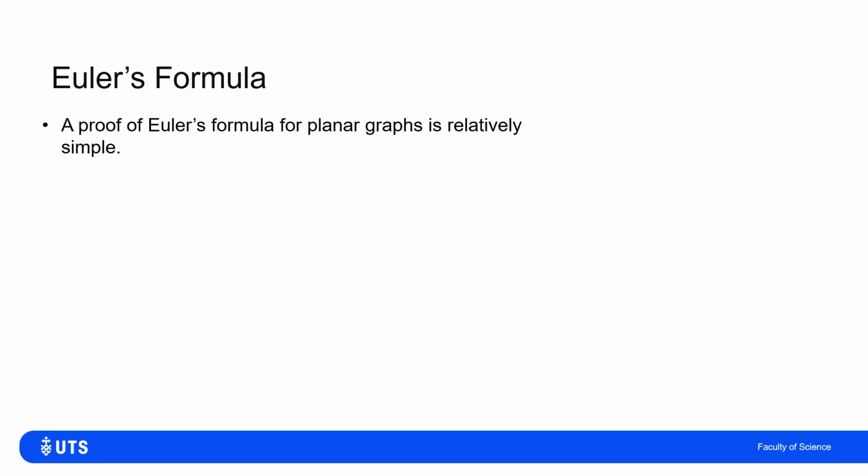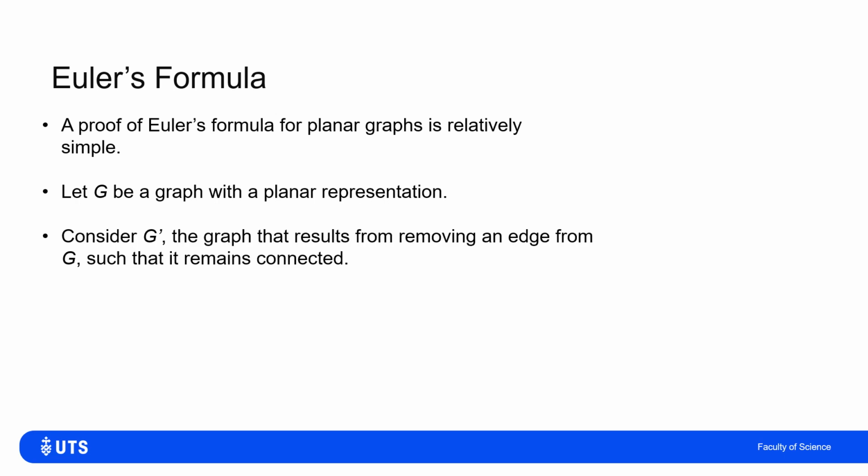So how would we prove this? Well, it's actually not a particularly difficult proof. If I start with a graph that's drawn in such a way that it is planar, then I consider removing an edge from that graph, but not indiscriminately, making sure that the graph remains connected.